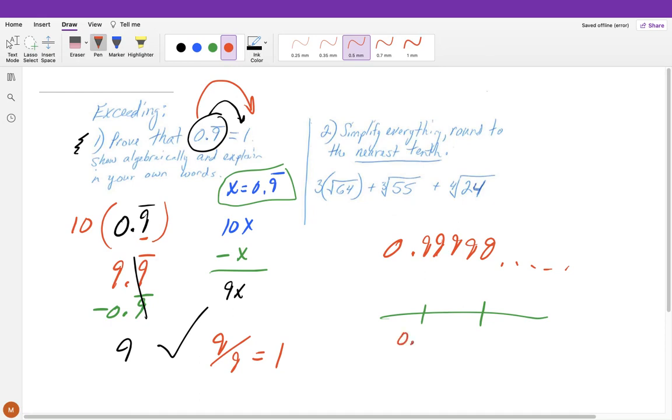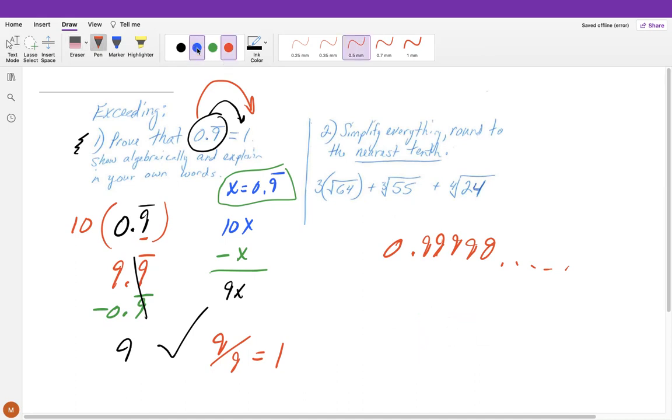And if this is 0.9 repeating and here's 1, it's impossible for me to actually put any number in between them since this 0.9 is going on and on and on. So that's actually telling me that they have to be the same number, because if they weren't, we'd be able to put a number in between them like we can with every other number.